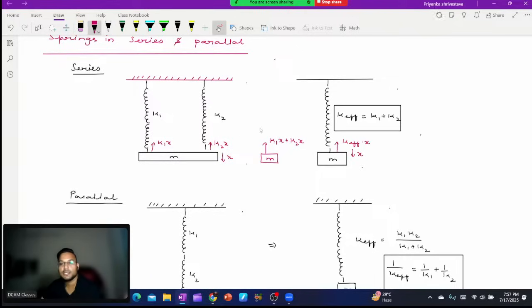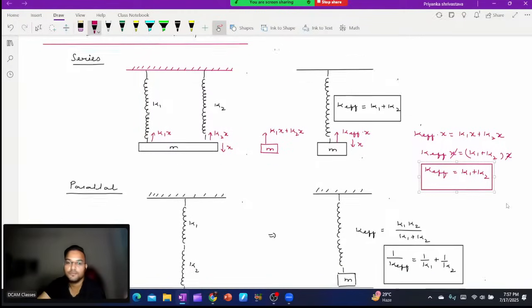Now these two are the same setup. So K effective into x must be equal to K1x plus K2x. So K effective into x is equal to K1 plus K2 into x. So I just have to remove x here. This is how we get the result.